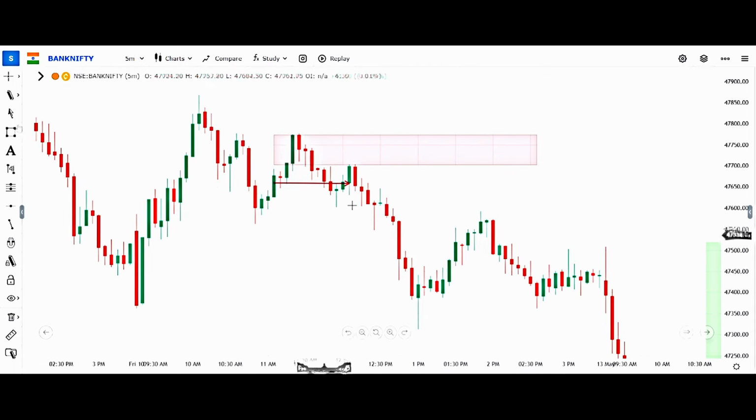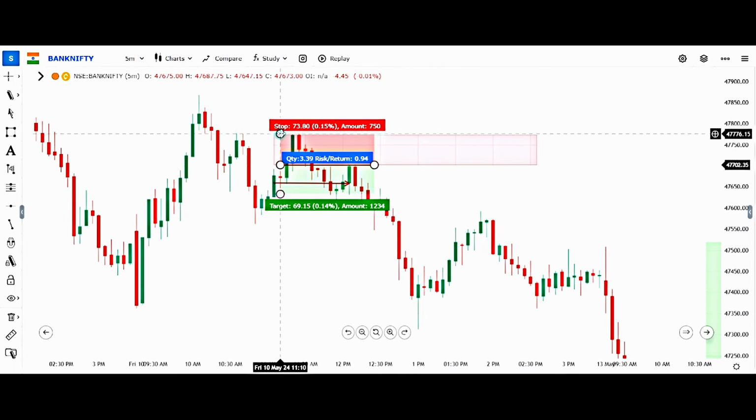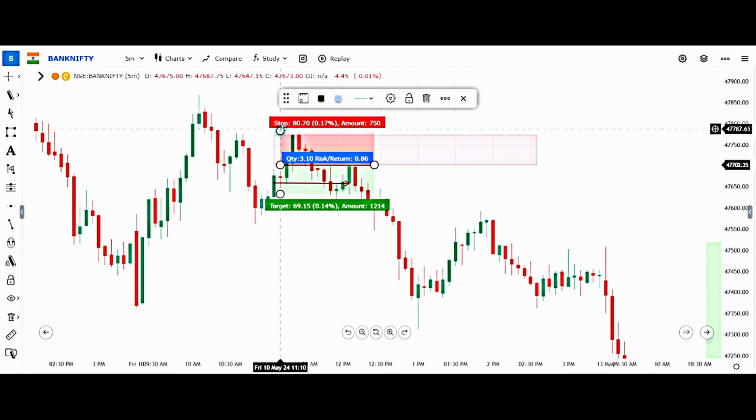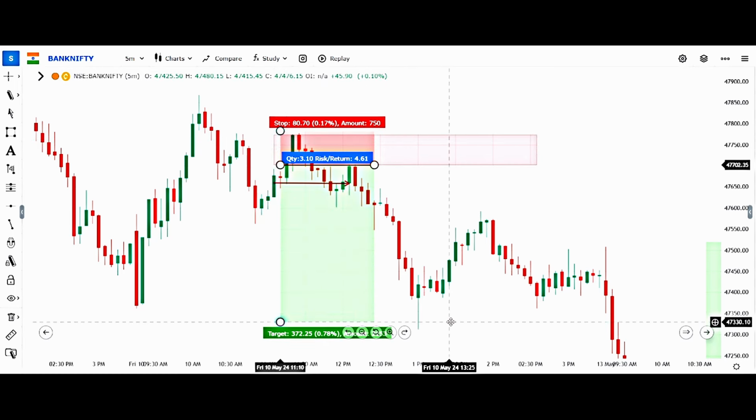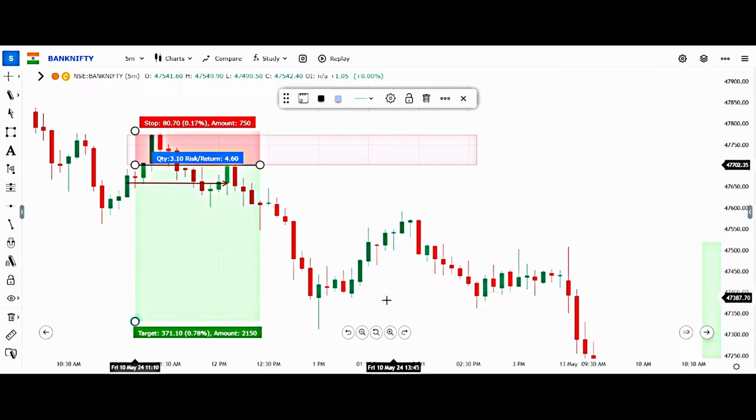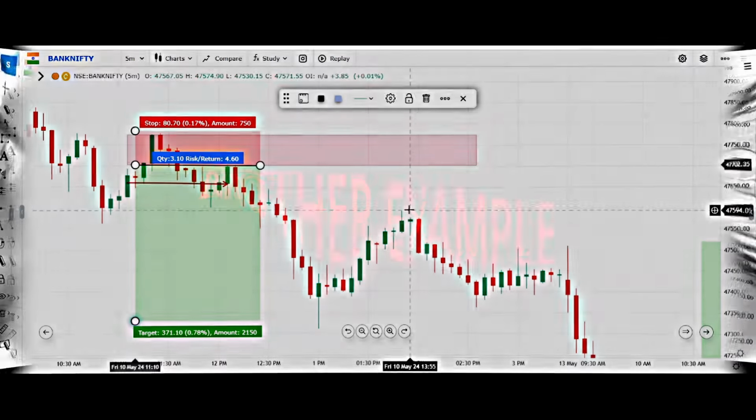You will get the ideal entry. A short position will be made here. So instead of 100 points, you need to give only 80 points here. That's the difference. And what target did you get here? It's almost 370 points. That is almost a 4.6 risk to reward ratio.